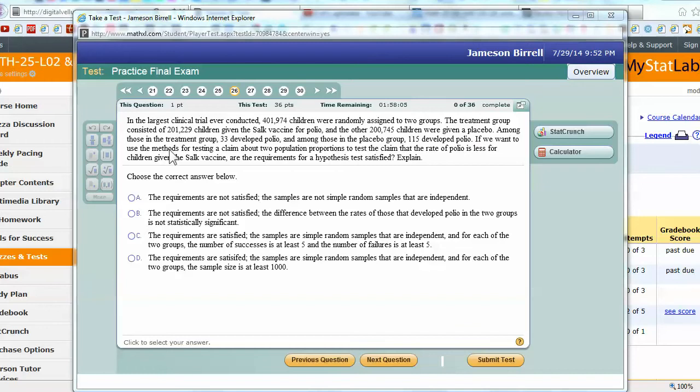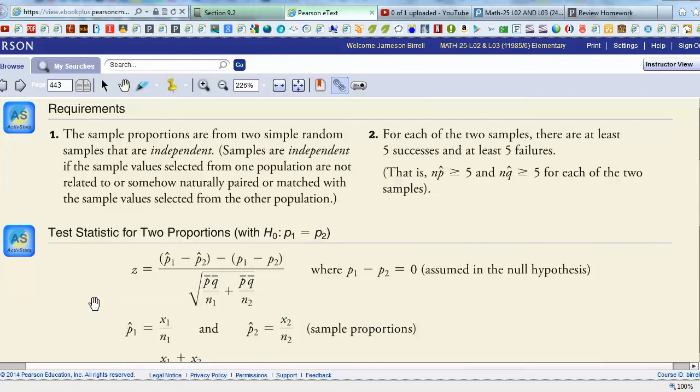If we want to use the methods for testing a claim about two population proportions to test the claim that the rate of polio is less for the children with the Salk vaccine, are the requirements for a hypothesis test satisfied? And then explain. So this is kind of a book answer. We can go to page 443, this is chapter 9, section 9.2.